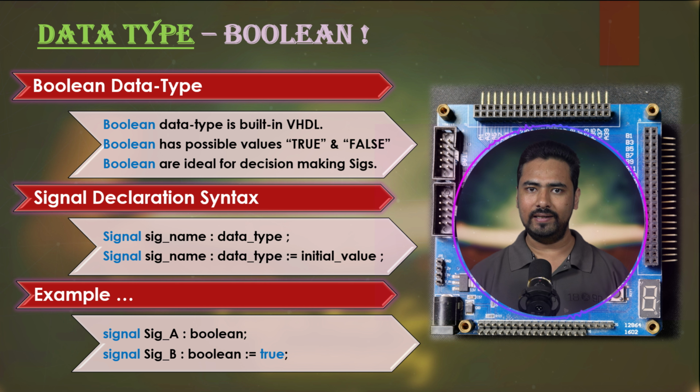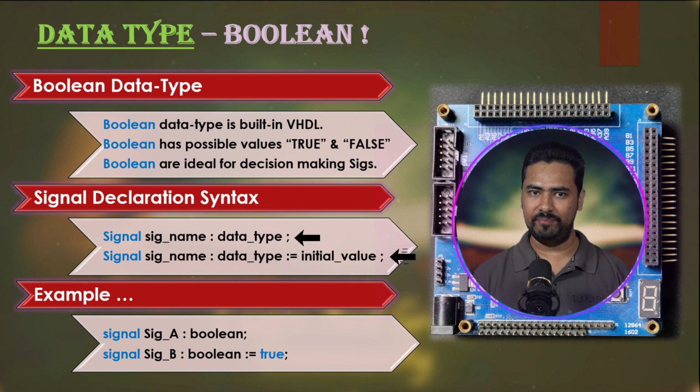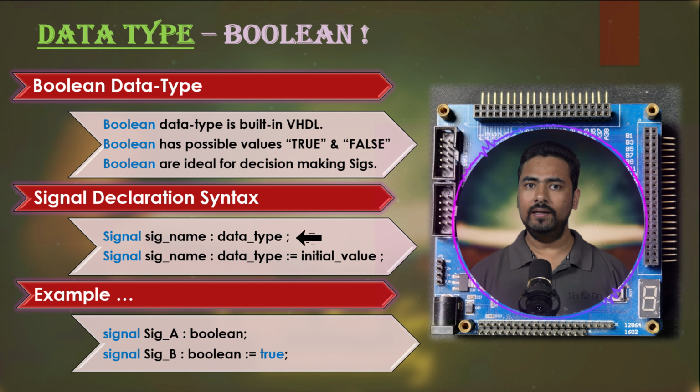Same as the other data types, here are two types of examples. First is uninitialized declaration. The syntax is signal, signal name, colon, boolean, semicolon. For example, signal sig_e : boolean; This example will create a signal named sig_e that can hold either true or false values, but with no initial value assigned.